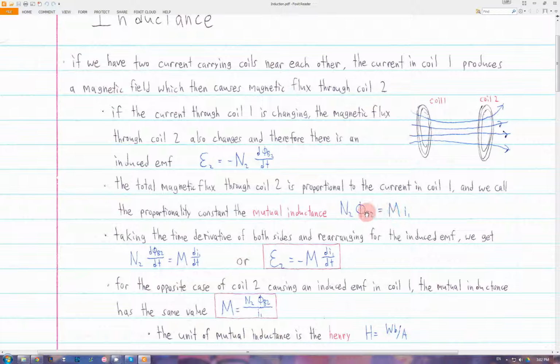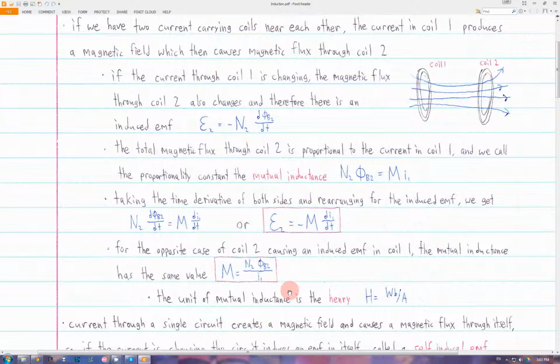And from this equation, you can see that the definition of the mutual inductance between these two conductors is the number of coils times the flux over the current in the other conductor. So N2 flux 2 over I1. And the unit of this mutual inductance is the Henry, which is H, and it's equivalent to Webers divided by amperes.